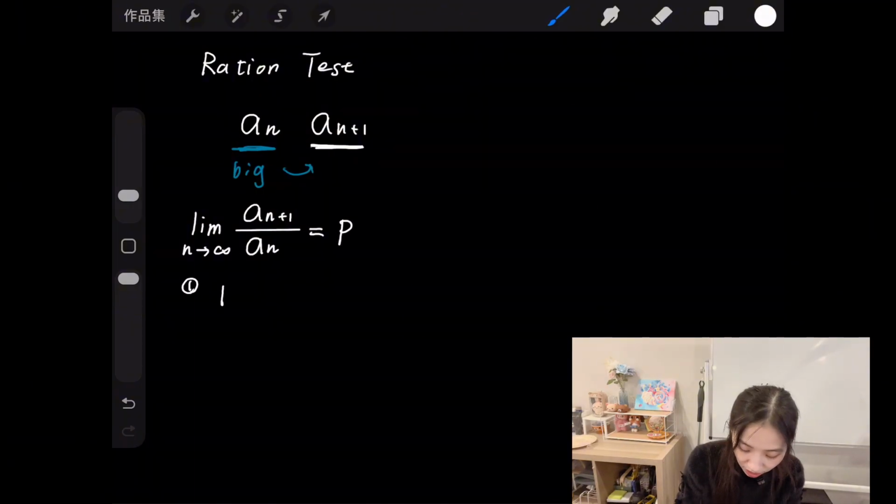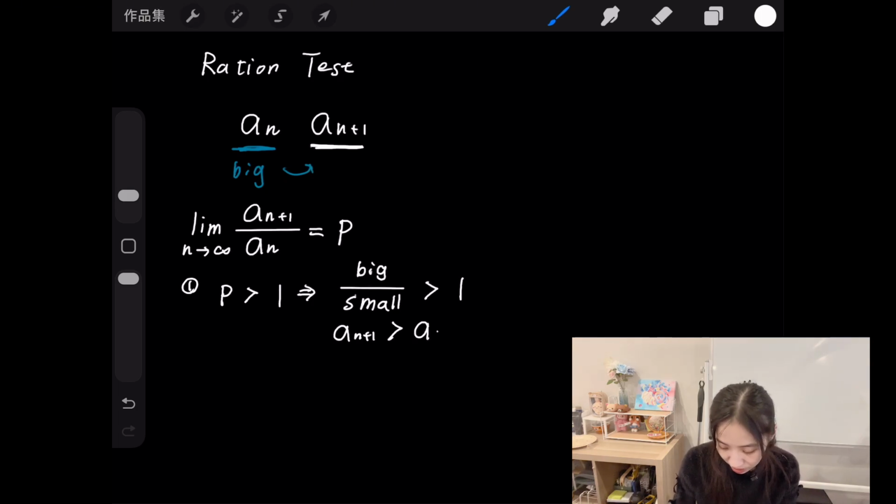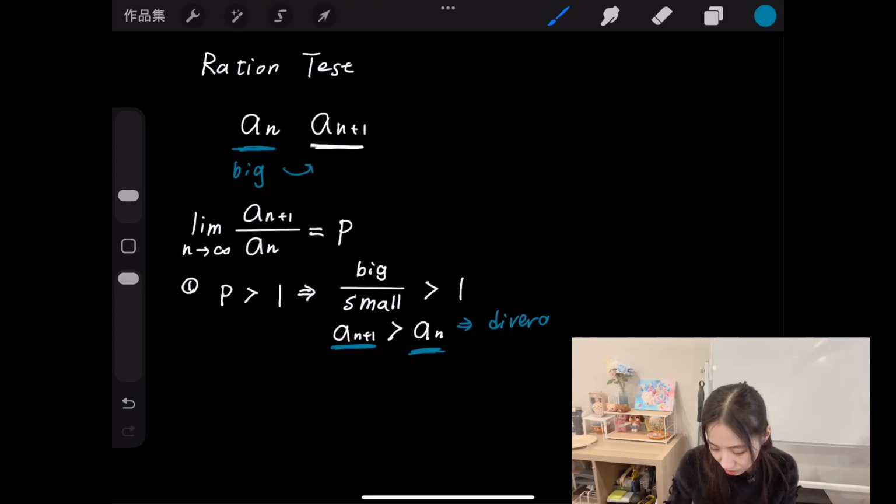And we can talk about 3 conditions. First of all, when p is greater than 1. So what does p greater than 1 mean? If you want the p value to be greater than 1, then your numerator needs to be bigger than the denominator. Big divided by small number. So the value will be more than 1, which means your a sub n plus 1 is greater than a sub n, which will make the equation divergent because this one comes later and this one is the previous one. So it will diverge.